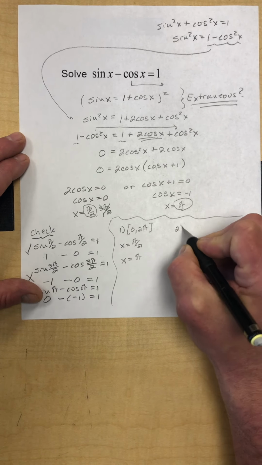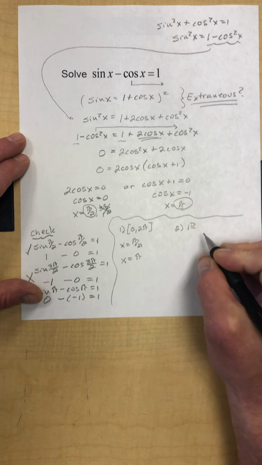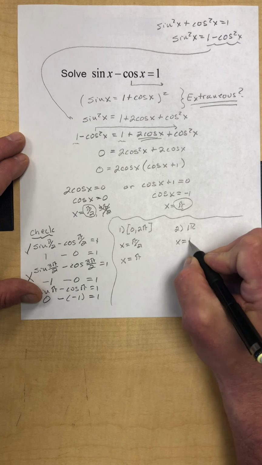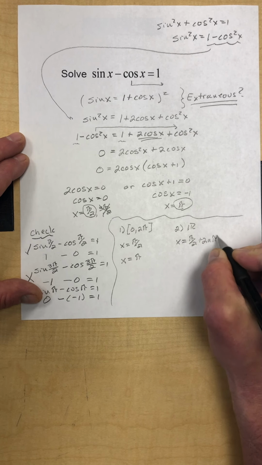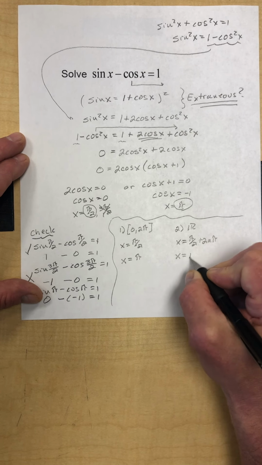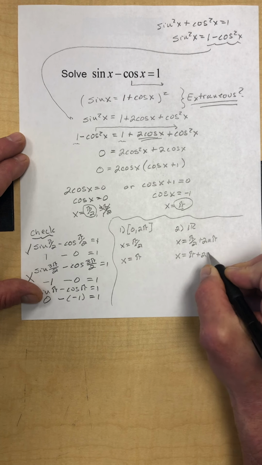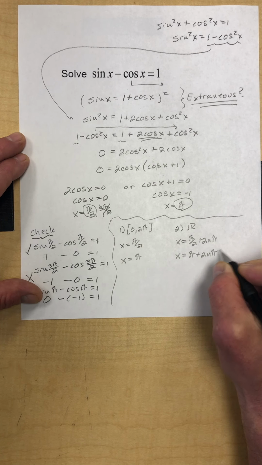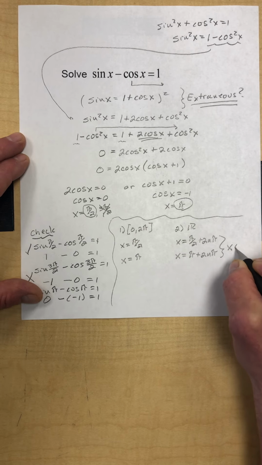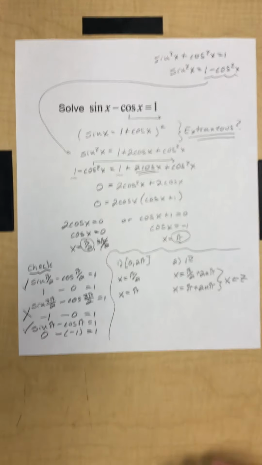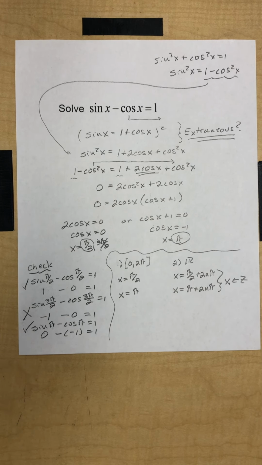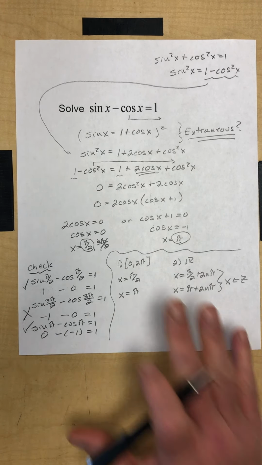Okay, and if we solve on the set of real numbers, I'm going to get x equals pi over 2 plus 2n pi, and I'm going to get x equals pi plus 2n pi, where n is an integer. Okay, so that guy's a little bit different than the one we've been working on. So let's try one more like that.